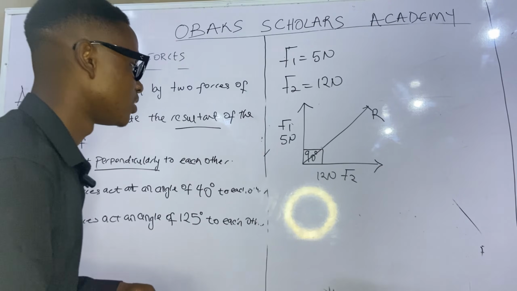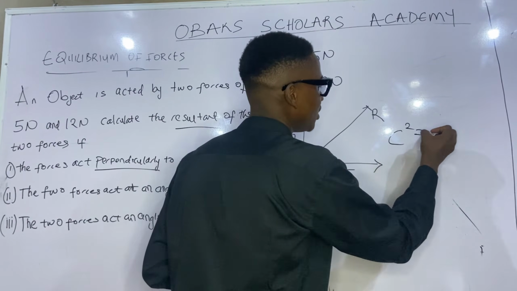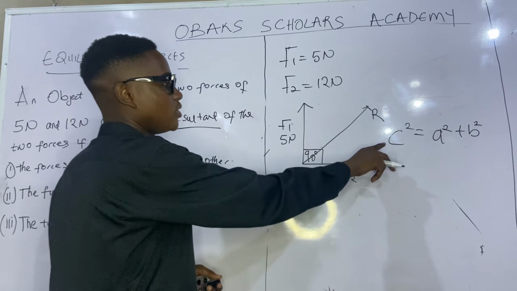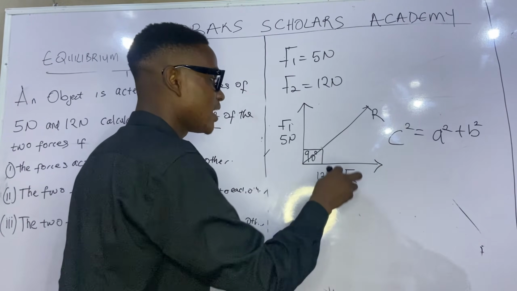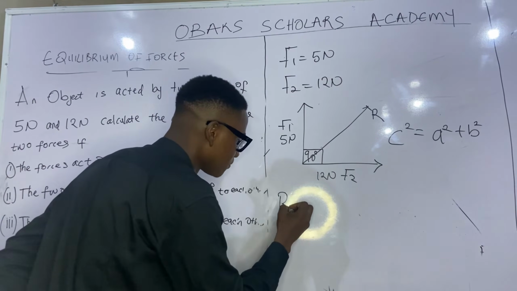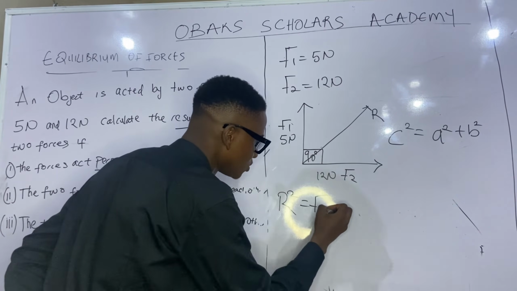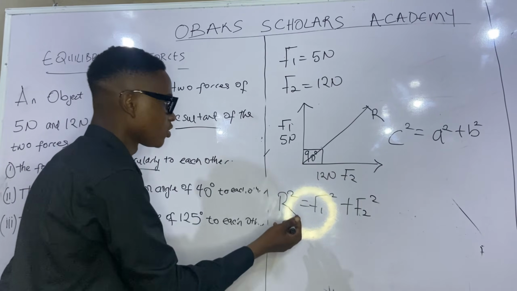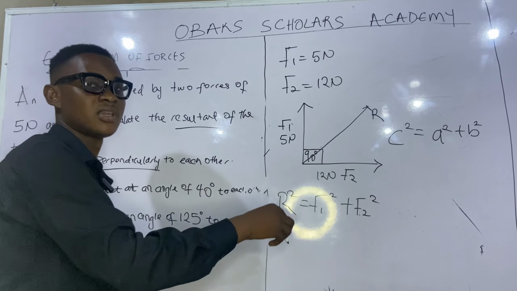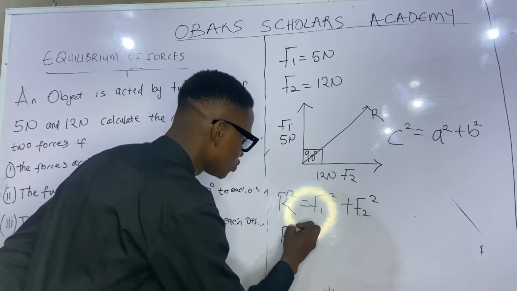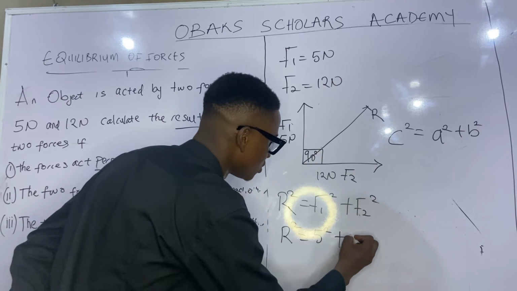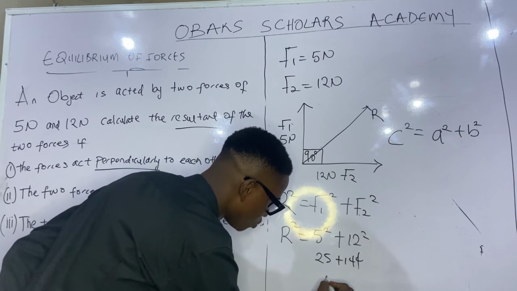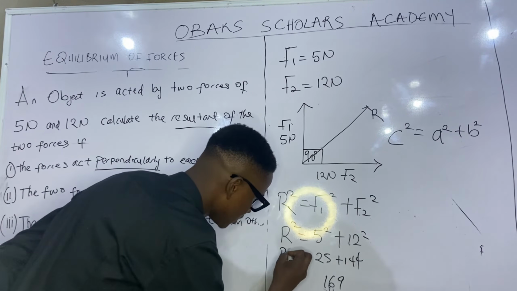So what is the Pythagoras theorem? Basically, c squared equals a squared plus b squared, and this c is what we equate to the resultant. So R squared equals F1 squared plus F2 squared, just relating to this equation. R is the resultant that we are looking for. So R squared equals 5 squared plus 12 squared, that is 25 plus 144. You get 169.